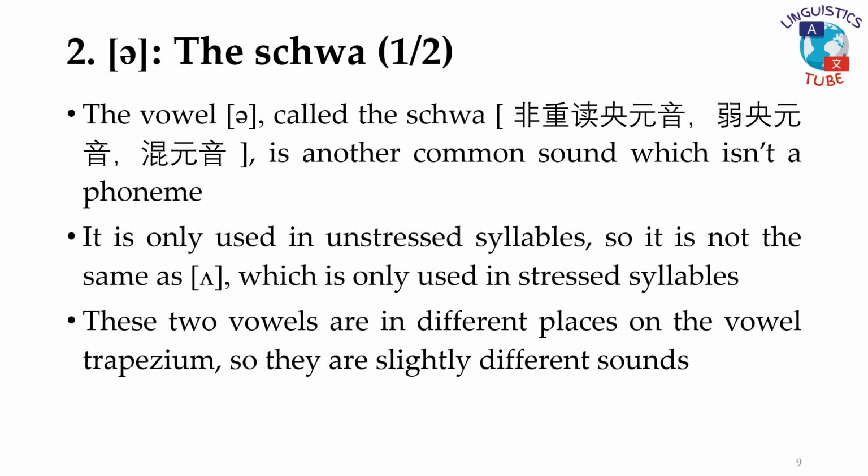If you return to episode 8, you will see that these 2 vowels are in different places on the vowel trapezium for British English, so they are slightly different sounds. The schwa is very central because this is the most relaxed tongue position.